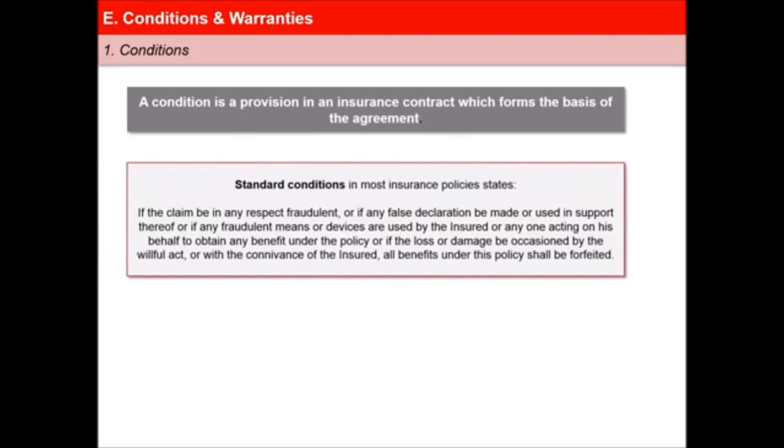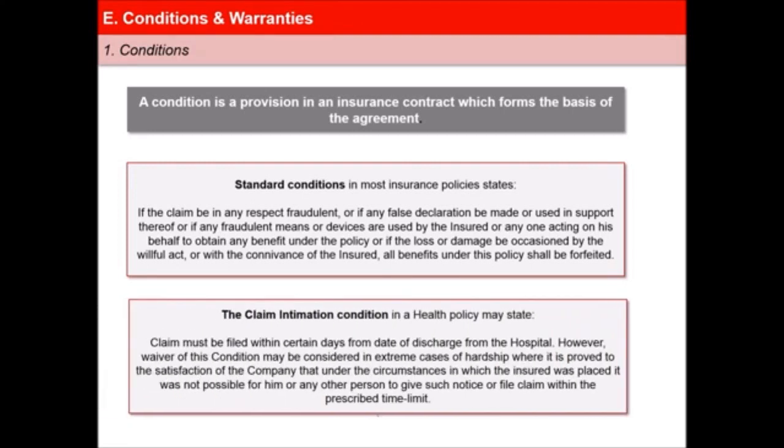One of the standard conditions in most insurance policies states, if the claim be in any respect fraudulent, or if any false declaration be made or used in support thereof, or if any fraudulent means or devices are used by the insured or anyone acting on his behalf to obtain any benefit under the policy, or if the loss or damage be occasioned by the willful act or with the connivance of the insured, all benefits under this policy shall be forfeited.